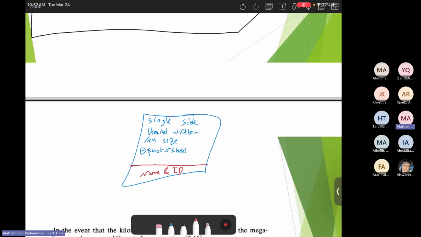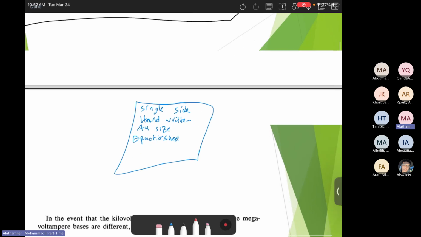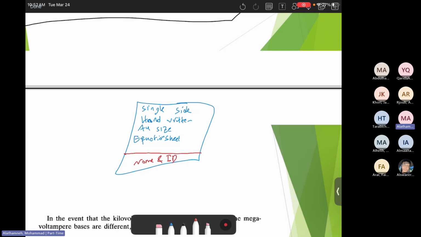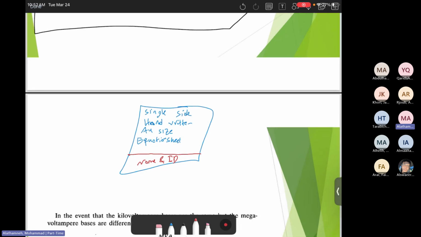This is allowed for the first exam: one side, single sheet. In the second exam, one side, single sheet. In the final exam, double side for a single sheet, and it must be handwritten. I mean, nothing printed is allowed. Don't write any examples. It must be equations. Don't write anything else, just the equations that you need.